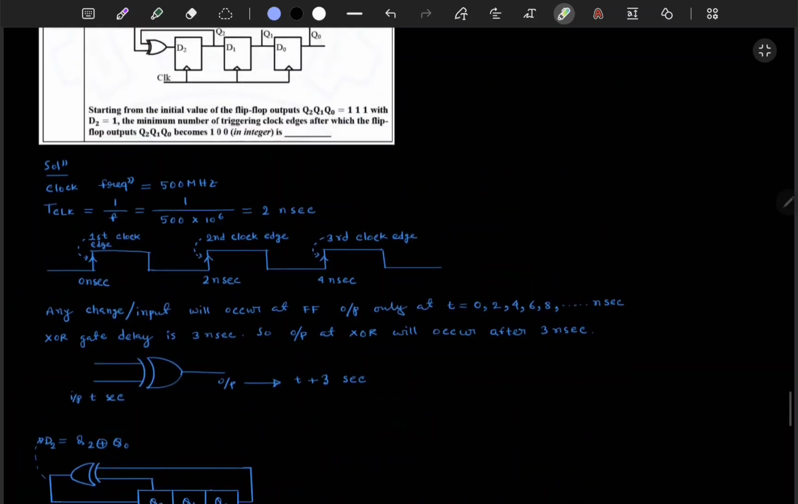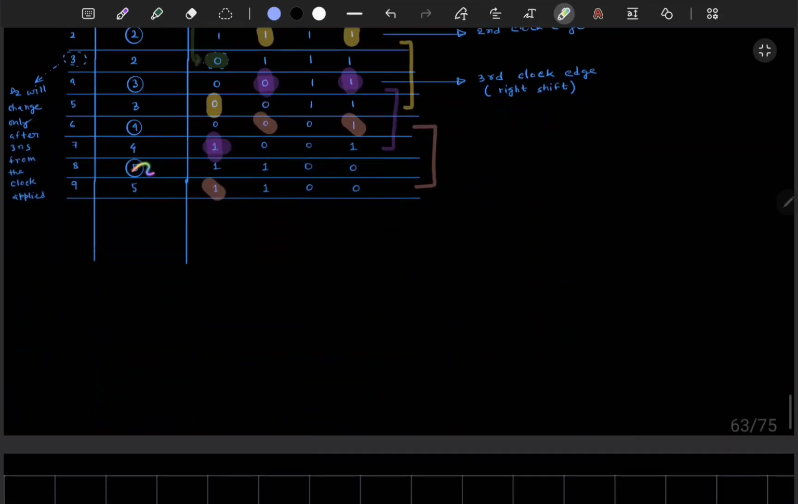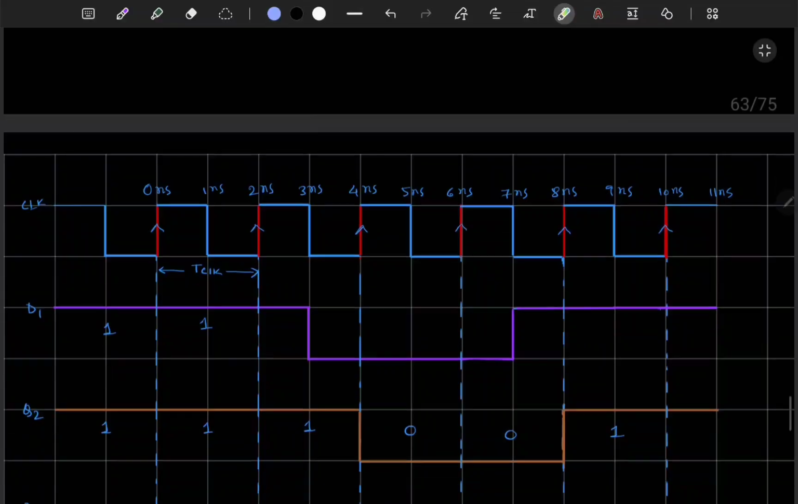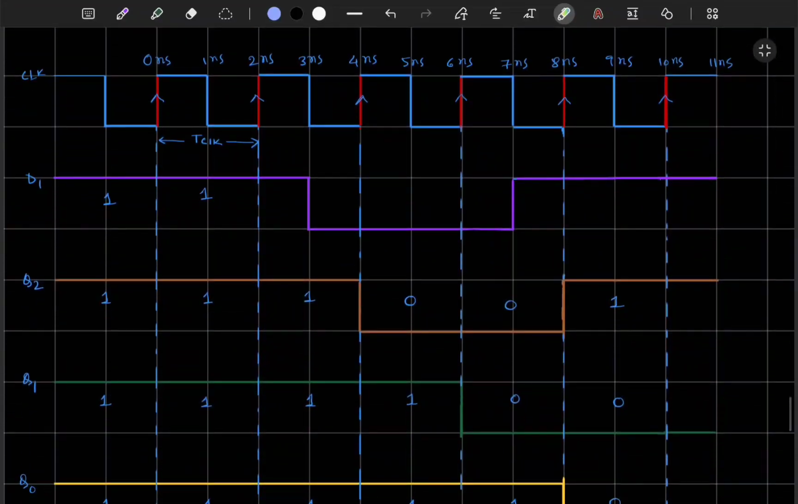So in the question it is asked: minimum number of triggering clock edges after which the flip-flop outputs Q2, Q1, Q0 become 1, 0, 0. So the minimum number of clocks is 5. This is the answer. So here also I have shown it with respect to these plots.